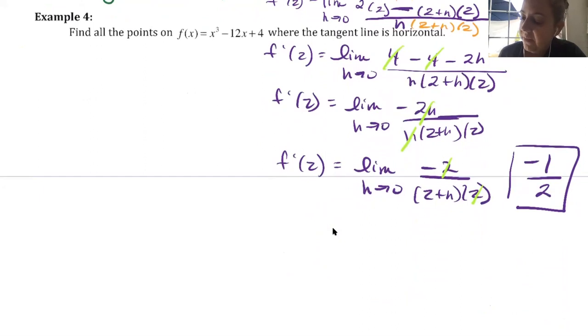There we go. Find all the points on f of x equals x cubed plus 12x plus 4, where the tangent line is horizontal. Now, if we're doing this by hand, this is a lot of work. Let's do this in terms of x.